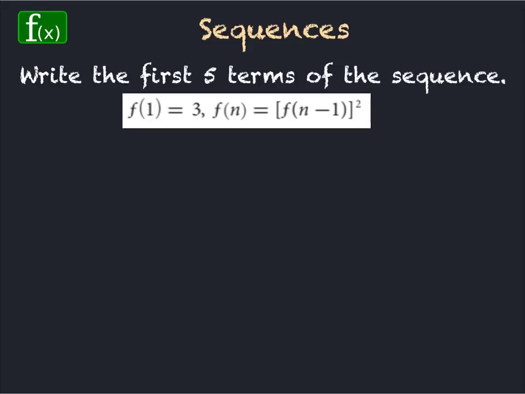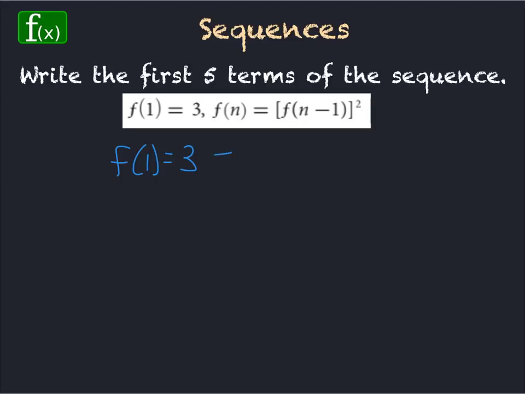So let's do another example with the recursive rule. So here we have f of 1 equals 3. Remember, with recursive, they have to give you your first term. So at position 1, we know our term is going to be 3. If they didn't give us our first term, we wouldn't be able to figure out the first 5 terms. So if we're asked to figure out the first 5 terms, what would we do?